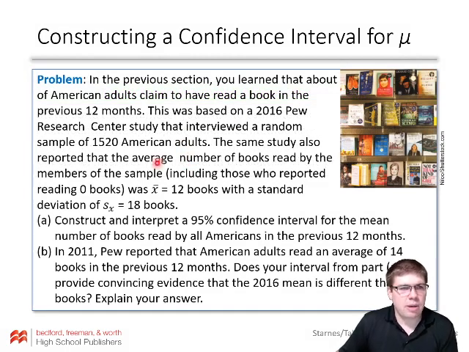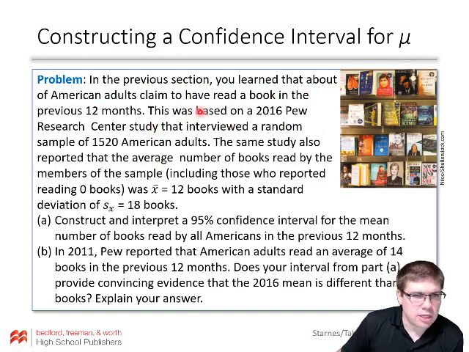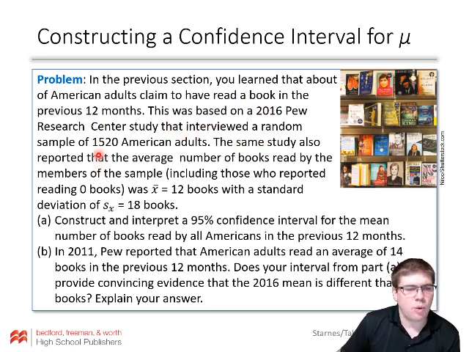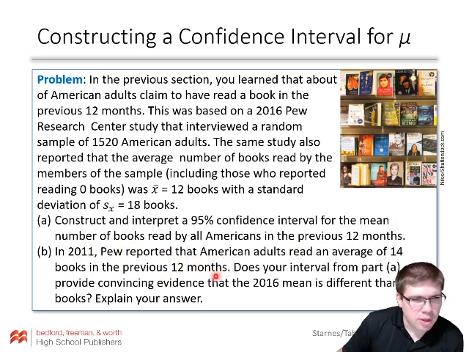In the previous section, you learned about the American adults that claim to have read a book in the previous 12 months. This was based on a 2016 Pew Research Center study that interviewed a random sample of 1,520 American adults. The same study also reported the average number of books read by members of the sample, including those who reported reading 0 books. And so x bar was 12 books with a standard deviation of 18. Construct and interpret a 95% confidence interval for the mean number of books read by all Americans in the previous 12 months. And then after that, in 2011, they reported that adults read on average 14 books in the previous 12 months. Does your interval from part A provide evidence to think that the mean is different from 14?